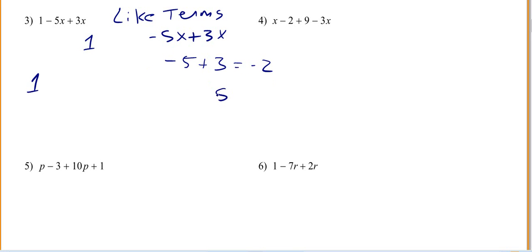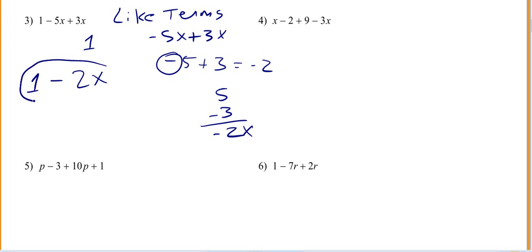If you forget how to do that, just think 5 minus 3 is equal to 2. Because we're taking the difference when your signs are opposite, and then you take the sign of the larger number, which in this case would be 5. And by larger number, I mean larger absolute value. And negative 2 what? 2x. You've got 1 minus 2x. That's it. That's all we're doing.